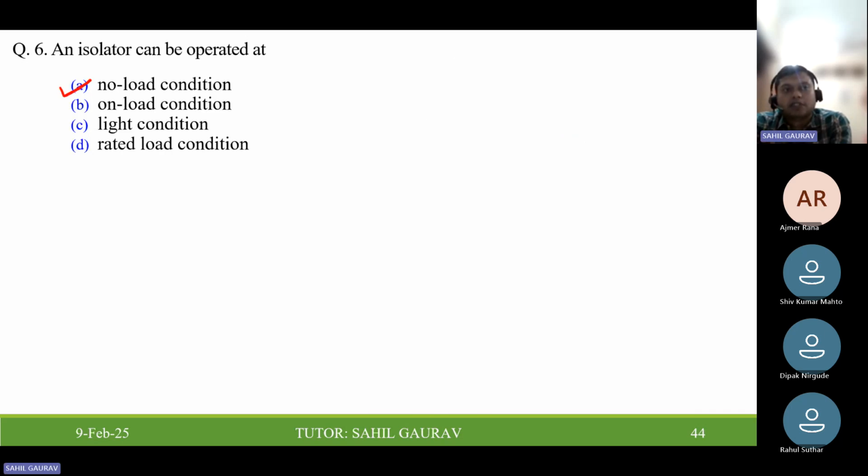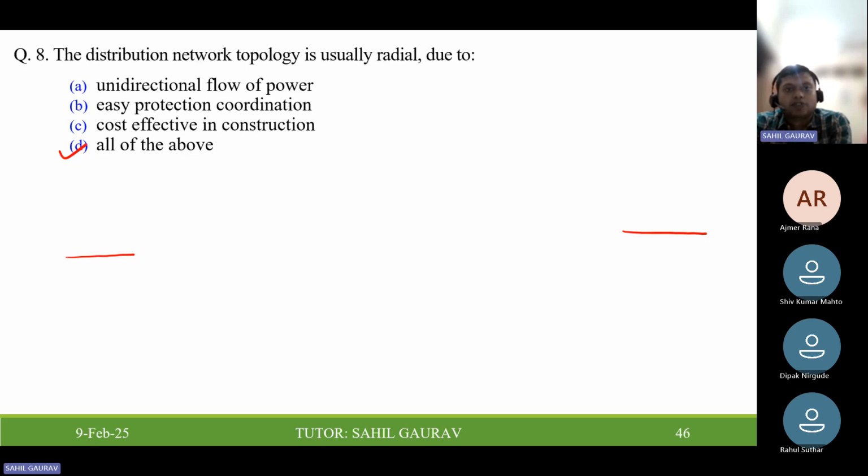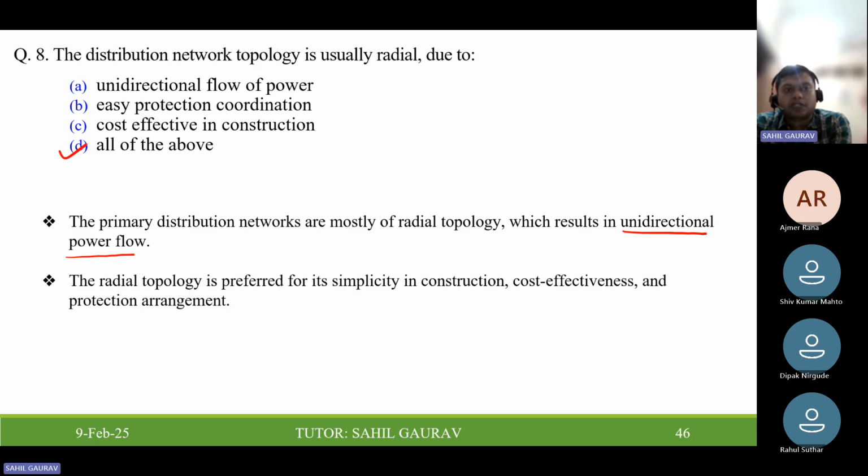Problem six: an isolator can be operated at no load condition, as we have seen. Seventh problem: in a substation with different bus schemes, a circuit breaker is kept between two isolators. The isolator is used to perform the circuit breaker maintenance. This distribution topology is usually preferred due to unidirectional power flow, easy protection coordination and cost-effective construction. So D option is correct, all of them.